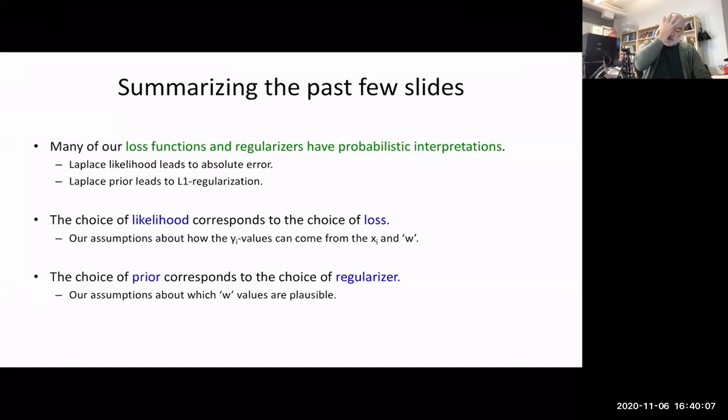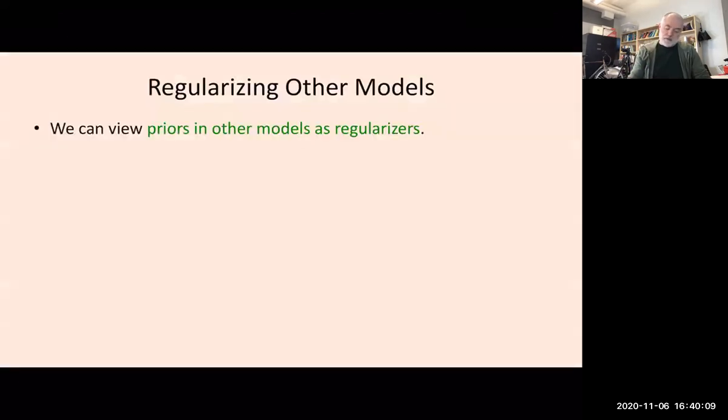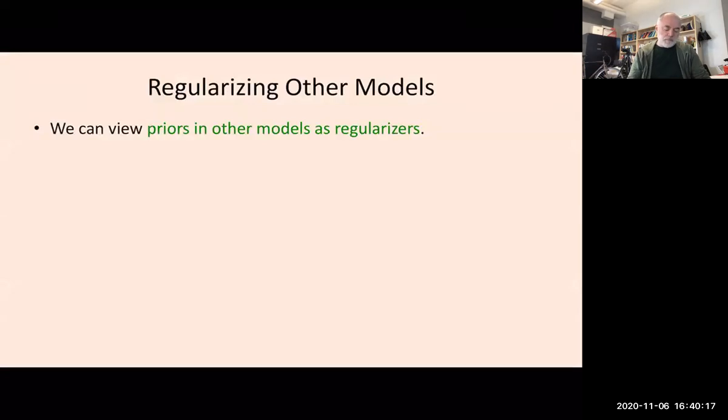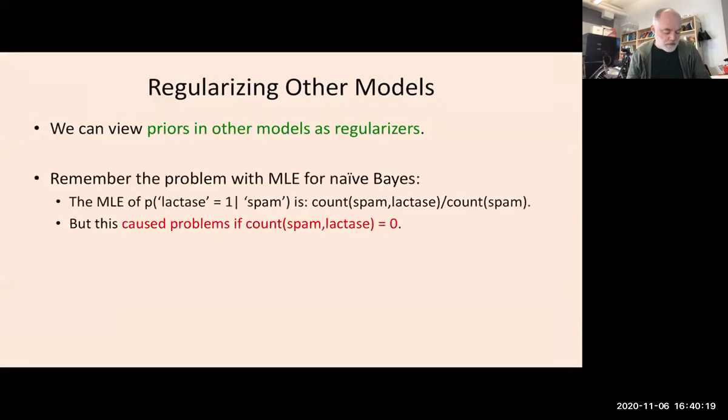So the choice of prior corresponds to the choice of regularizer, and it's our assumptions about which values of w are plausible or desirable. We can regularize lots of other models via this framework, so that's something to work out on your own if you haven't done it.